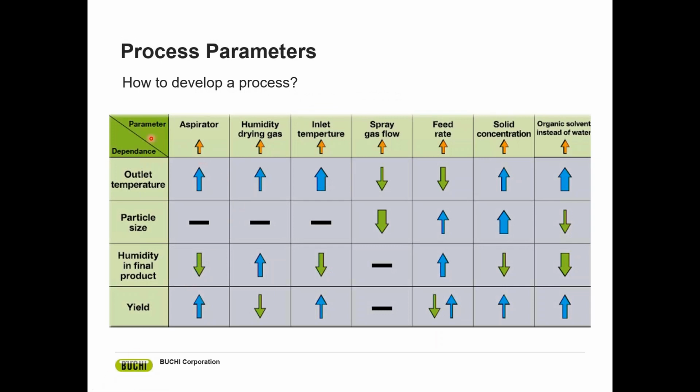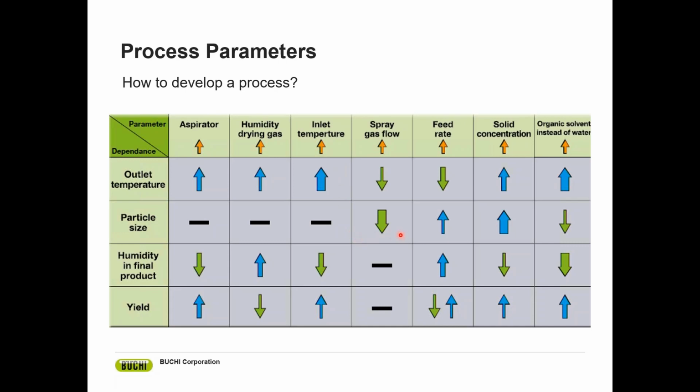So this is a nice little processing worksheet. It's available as a PDF that when we do training for people, we always review this, and I think it's something that's worth wrapping your head around when you just start spray drying. So at the top of the chart are settings or parameters on the instrument that I can adjust or set. Down the side are things that we're looking to achieve. So if outlet temperature is important, or particle size, we're going to look at the chart and say the size of the arrow or the direction of the arrow is the impact.